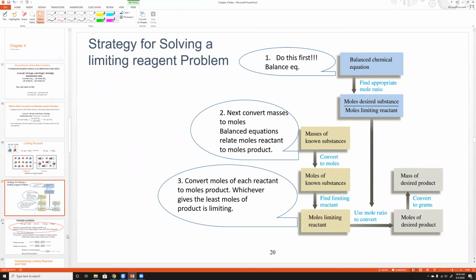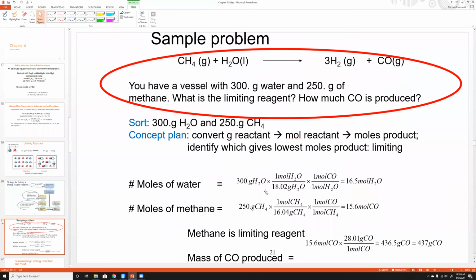I didn't growing up, but basically what we're going to do is balance the equation first. Always balance the equation first. Then we're going to convert our masses to moles. We're going to determine how much product is produced from our reactant moles. And then we're going to determine which one of those reactants creates the lowest amount of product. That one happens to be the limiting reactant.